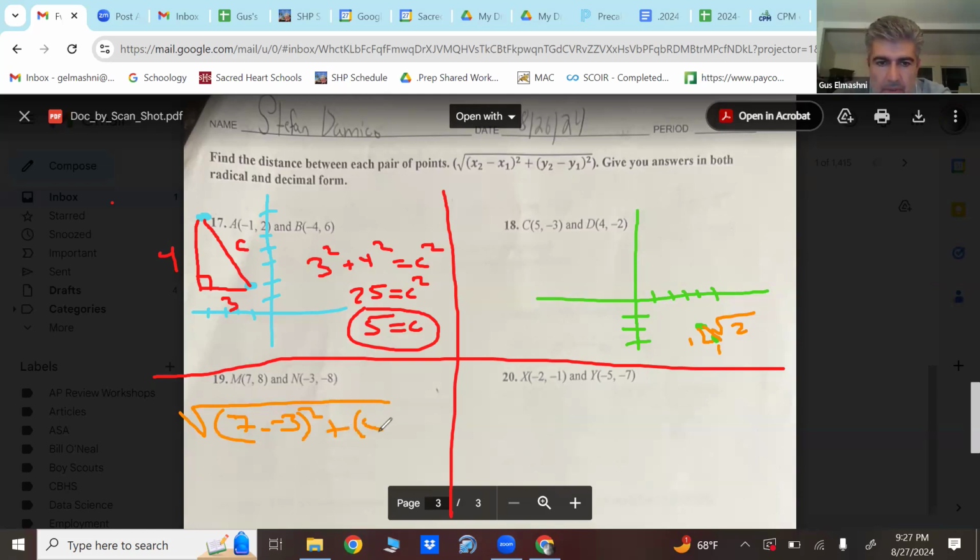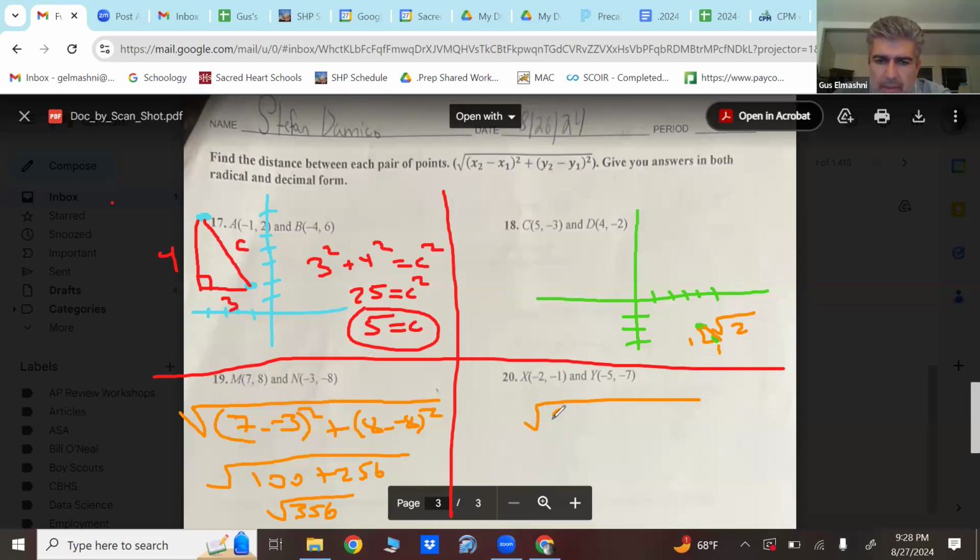8 minus -8 squared. So that's 10 squared, that's 100, plus 16 squared, 256. So you have √356. And then here, that's just a weird number, so I'll leave it like that.